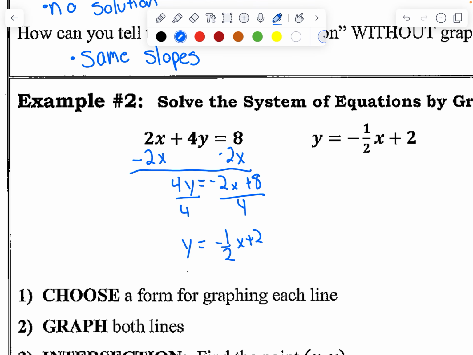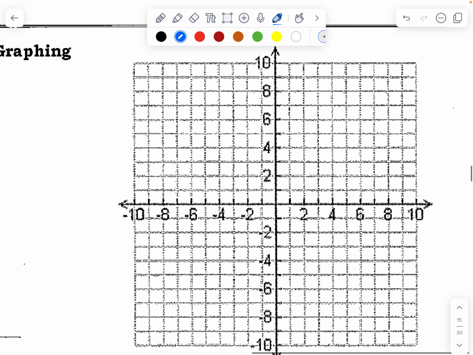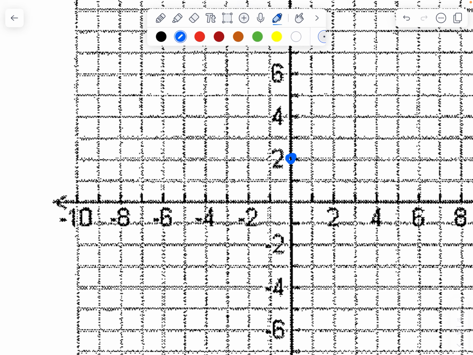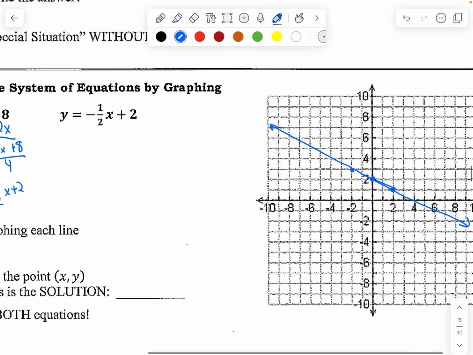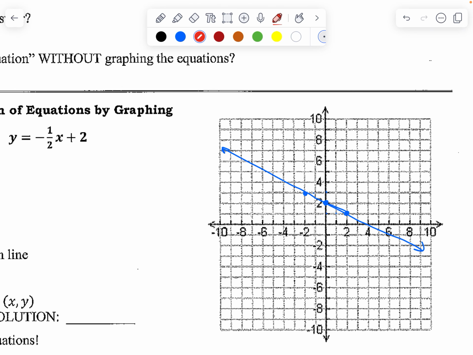And so if we graph -1/2 x plus 2, the plus 2 tells you to go up 2. And the -1/2 is to go up 1 and over 2, or down 1 and over 2. And so we end up with this graph here. Sorry for the straightness. And the other equation is actually the same thing. It's y equals -1/2 x plus 2.